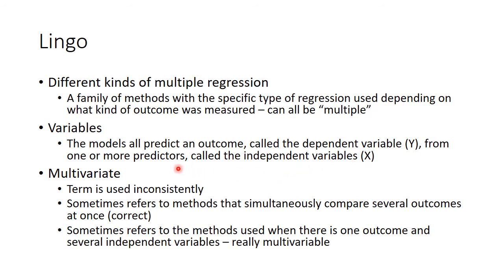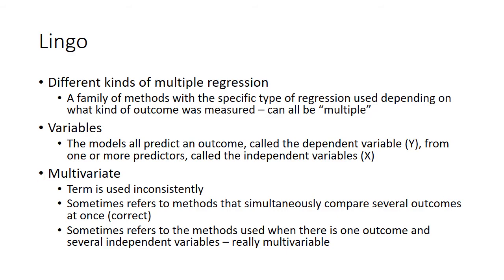Multivariate is a term that is used pretty inconsistently. Sometimes it refers to methods that simultaneously compare several outcomes at once, which is the correct meaning. But sometimes people use it for methods used when there is just one outcome and several independent variables, and really this is considered multivariable. I'll probably be the first to own up to making that mistake as well, because people routinely mix these up. One outcome with multiple independent variables is multivariable, but when you're using methods to simultaneously compare several outcomes, that's multivariate. Clinically, it's probably not going to come up, and no one's going to call you out on it. And if they do, they're probably a bigger statistics nerd than you ever want to associate with in the first place.